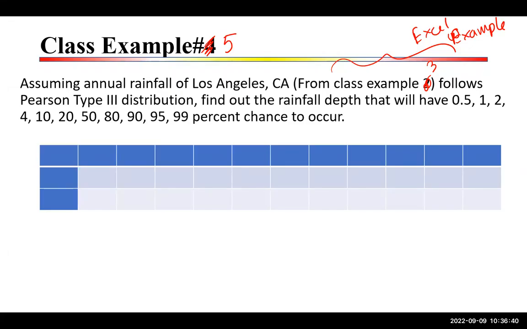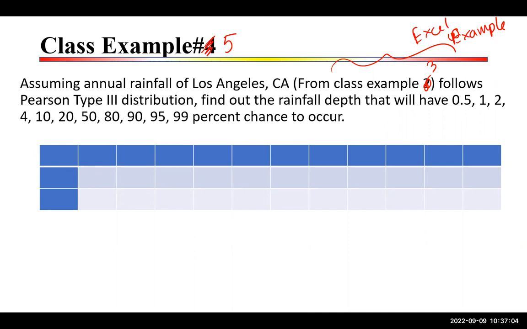Okay, who will do the class example? Who will read the class example 5? Semi-annual rainfall of Los Angeles, California follows Pearson type 3 distribution. Find out the rainfall depth that we have 45, 1, 2, 4, 10, 20, 50, 80, 90, 95, or 99% chance.